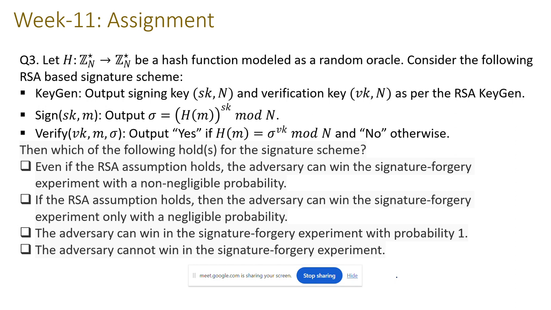Even if the RSA assumption holds, the adversary can win the signature forgery experiment with a non-negligible probability. The second option says if the RSA assumption holds, then the adversary can win the signature forgery experiment with only a negligible probability. The third option says the adversary can win the signature forgery experiment with probability 1, and the fourth statement says the adversary cannot win the signature forgery experiment. Which is the correct answer and why?